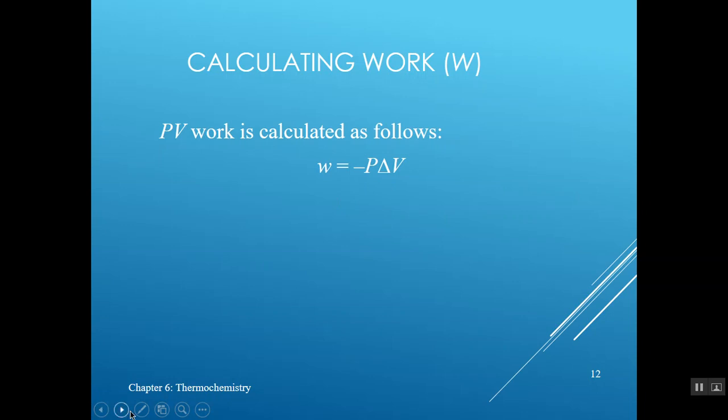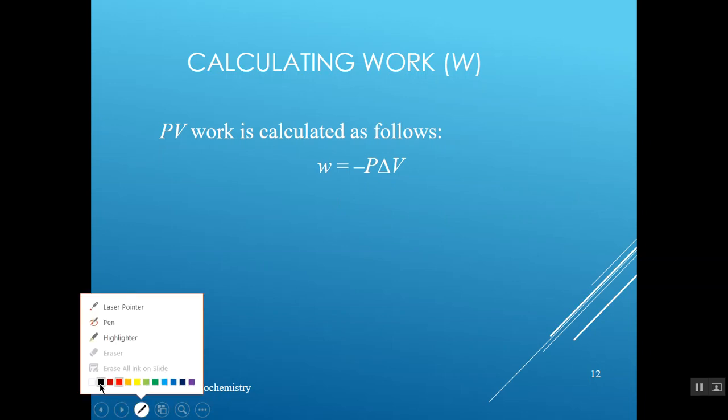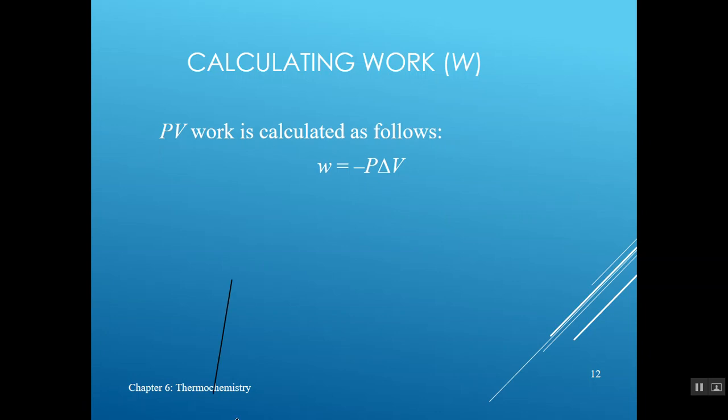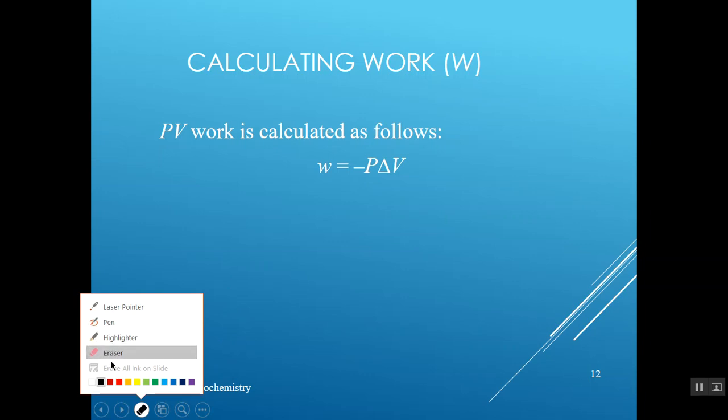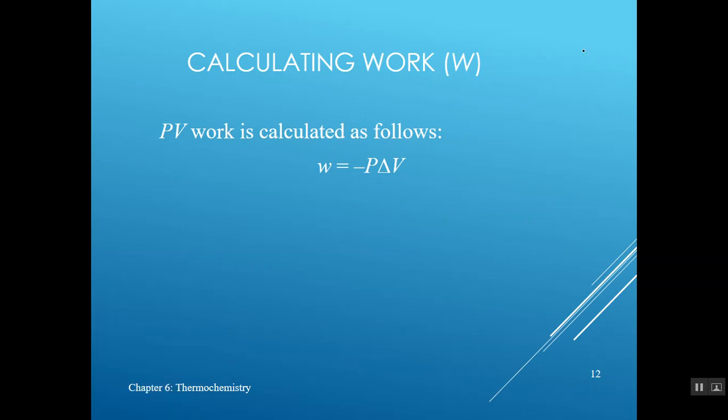So maybe I should add something here. Let me write this here. Let me just write that delta V is equal to V2, which is the final volume, minus V1, which is the initial volume.